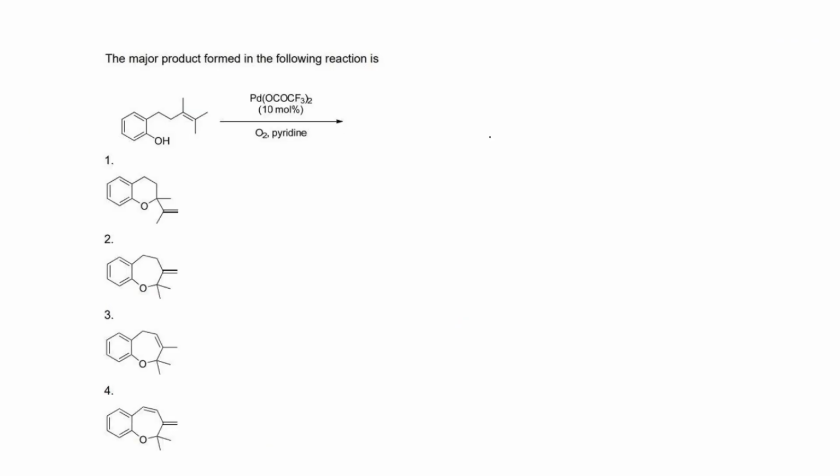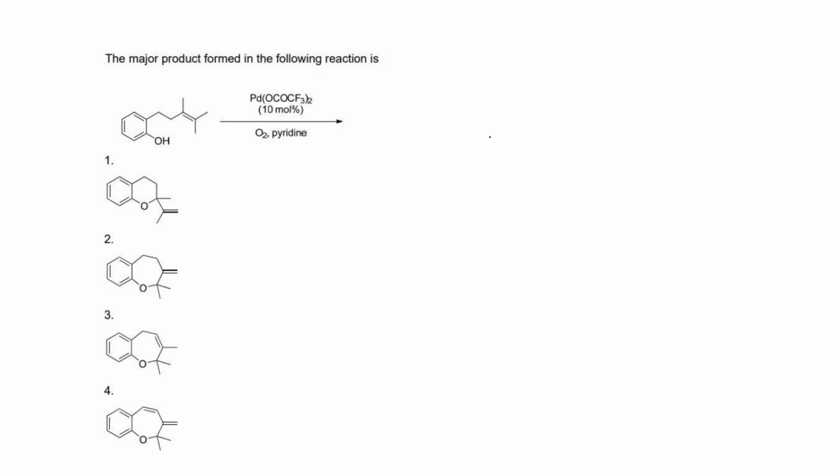Now, this type of small reaction. What is the major product formed in the following reaction? So they have given this alcohol and palladium, and there is no such leaving group given. So what will be the product?